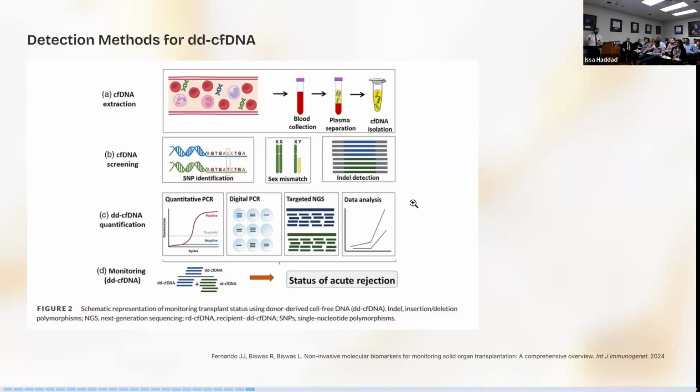And those have evolved over the years. Some examples are quantitative PCR, digital PCR, and targeted next generation sequencing. And after all, they would look at monitoring the DNA as a ratio. And we're going to touch base on the difference between the ratio and the absolute value. But they look at what percentage is donor-derived compared to total cell-free DNA, and that gives us an idea of the status of acute rejection.